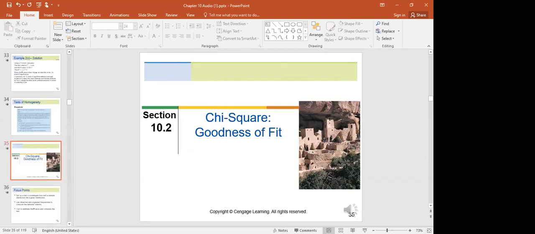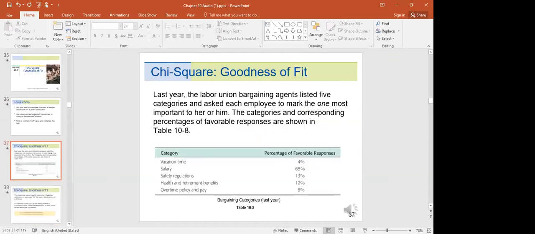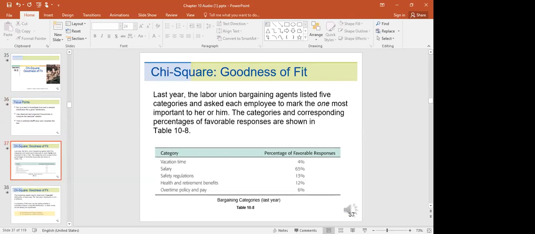So another test that we use for the chi-square is the goodness of fit test. The goodness of fit test uses the chi-square distribution to determine if two populations have the same distribution. We want to determine if two populations have the same distribution. I will explain it with this example.